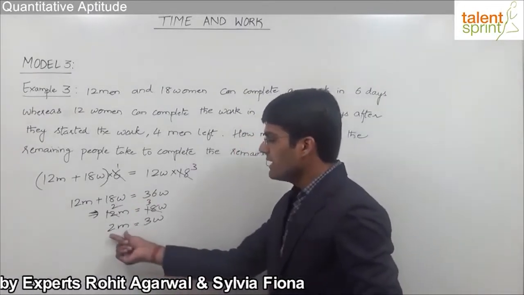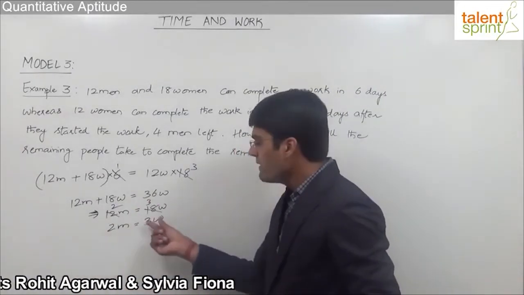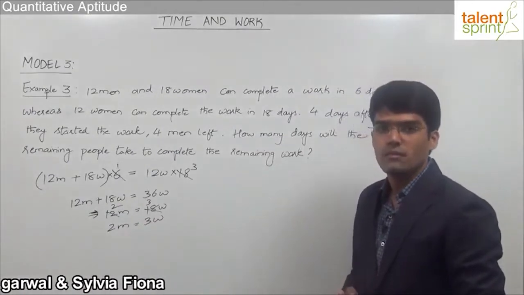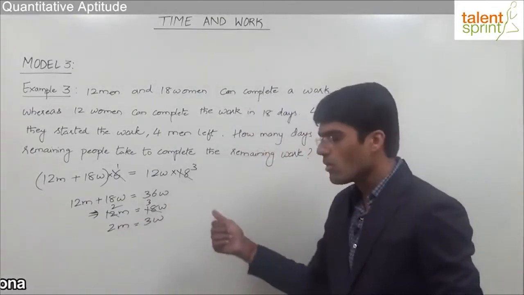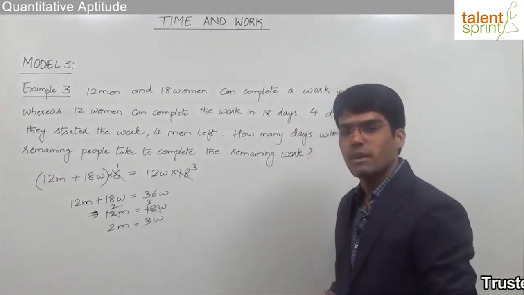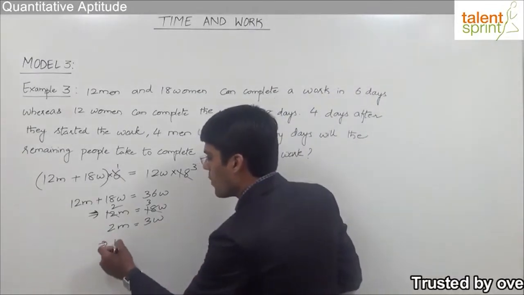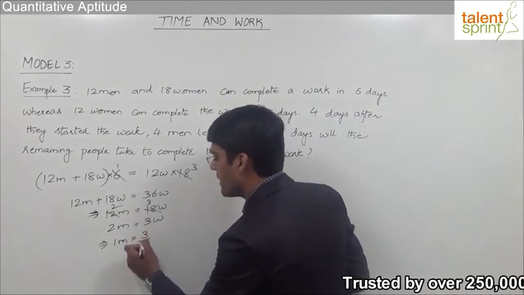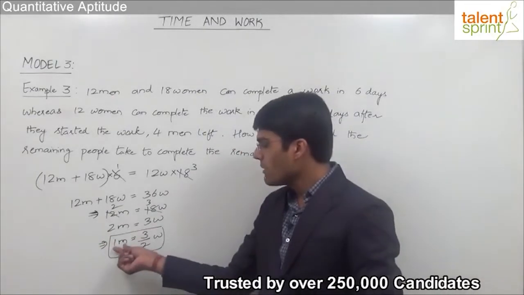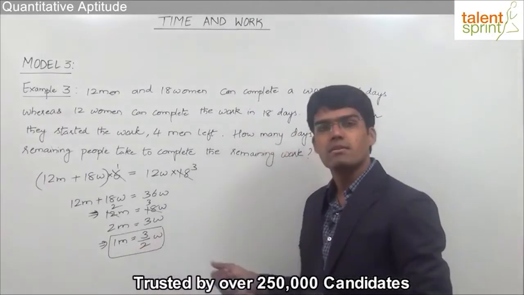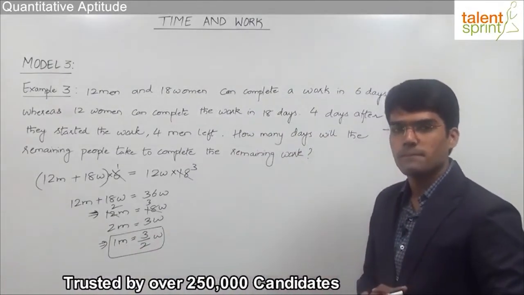So therefore, very clearly, the work done by 2 men will be equal to the work done by 3 women. Now from this we can find out the number of men in terms of women, or the number of women in terms of men. For example, we can say that 1 man is 3 by 2 times 1 woman. That is nothing but the work done by 1 man is equal to 3 by 2 times the work done by a woman in the given time.